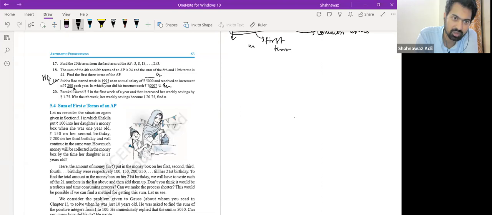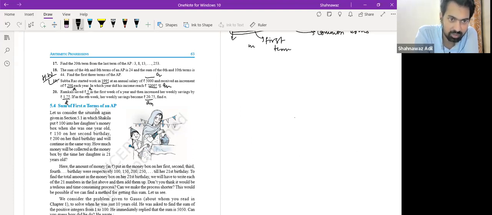Ram Kali saved 5 in the first week of a year and then increases by 1.7. So this is a, this is d, and this is the an value. So we have to find them. Okay, so this was about these two questions. I quickly went through these questions, so you guys just clear it.